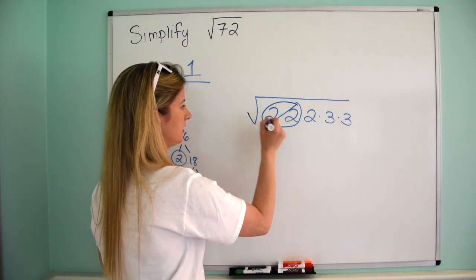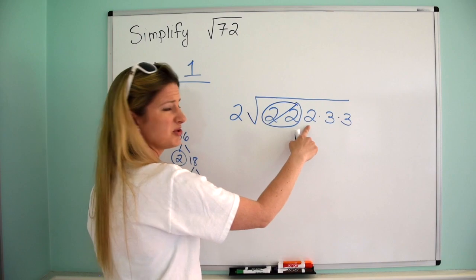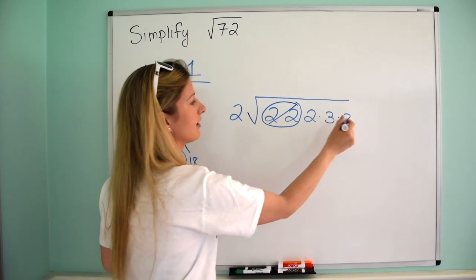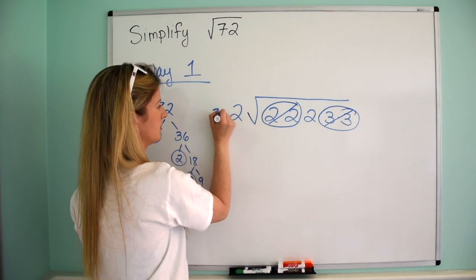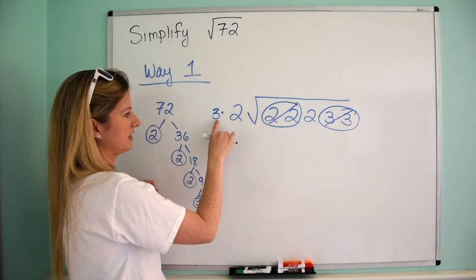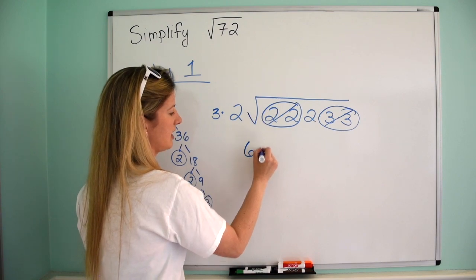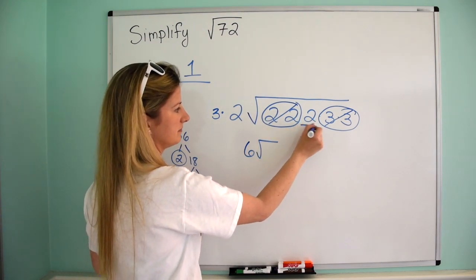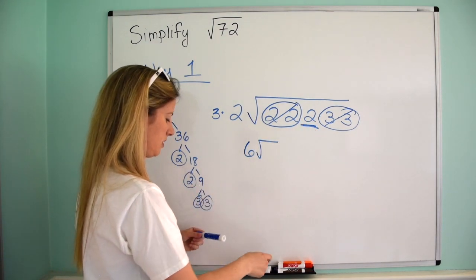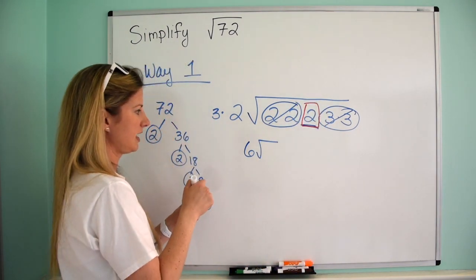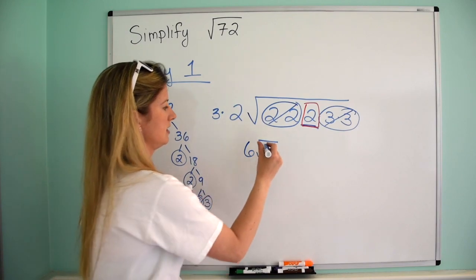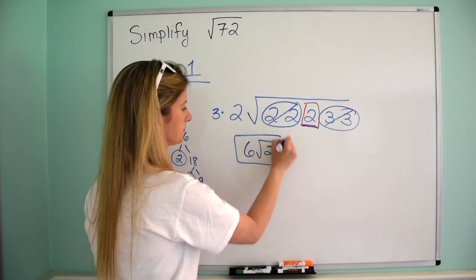So I have a pair of 2's, I can bring one outside. This 2 can't get paired with anyone, so it's going to stay there. And then I have a pair of 3's. So I cross it out and bring one outside. Okay, so now I'm looking at 3 times 2, which is 6. And what is left inside? Just a 2. And if we want to make it even more obvious, I can use a different color. Just a 2 is left inside, so it's going to be 6 root 2.